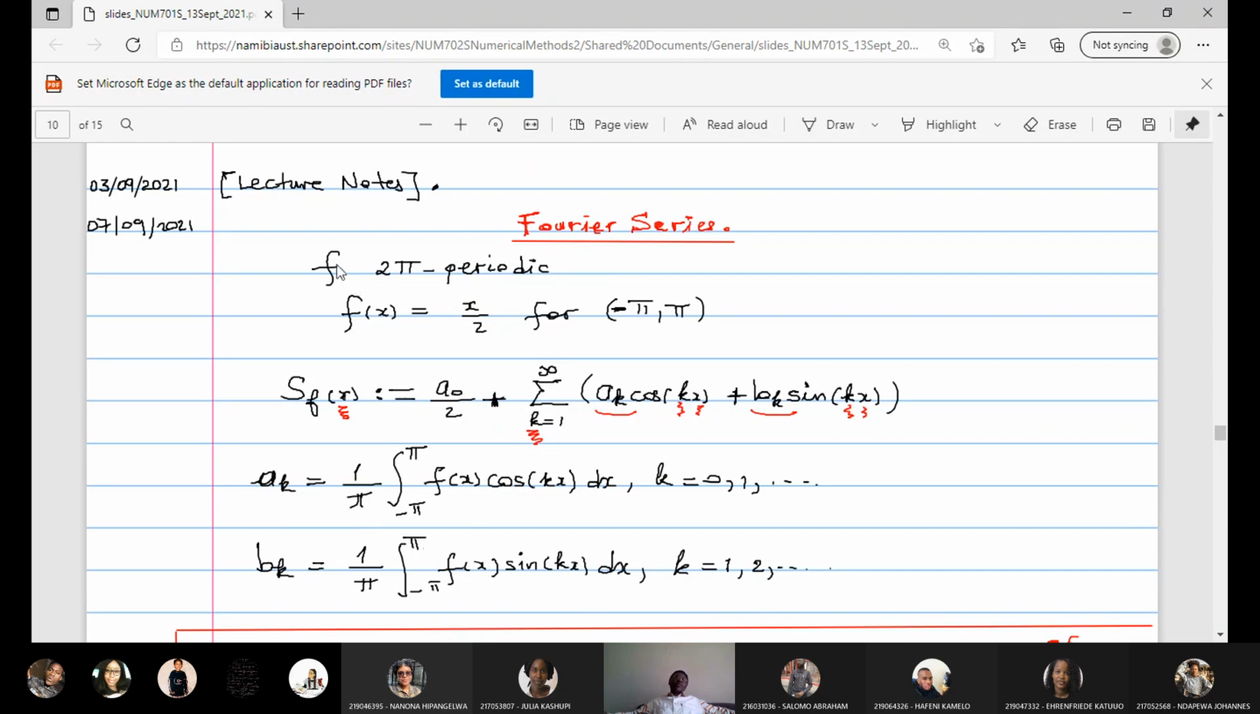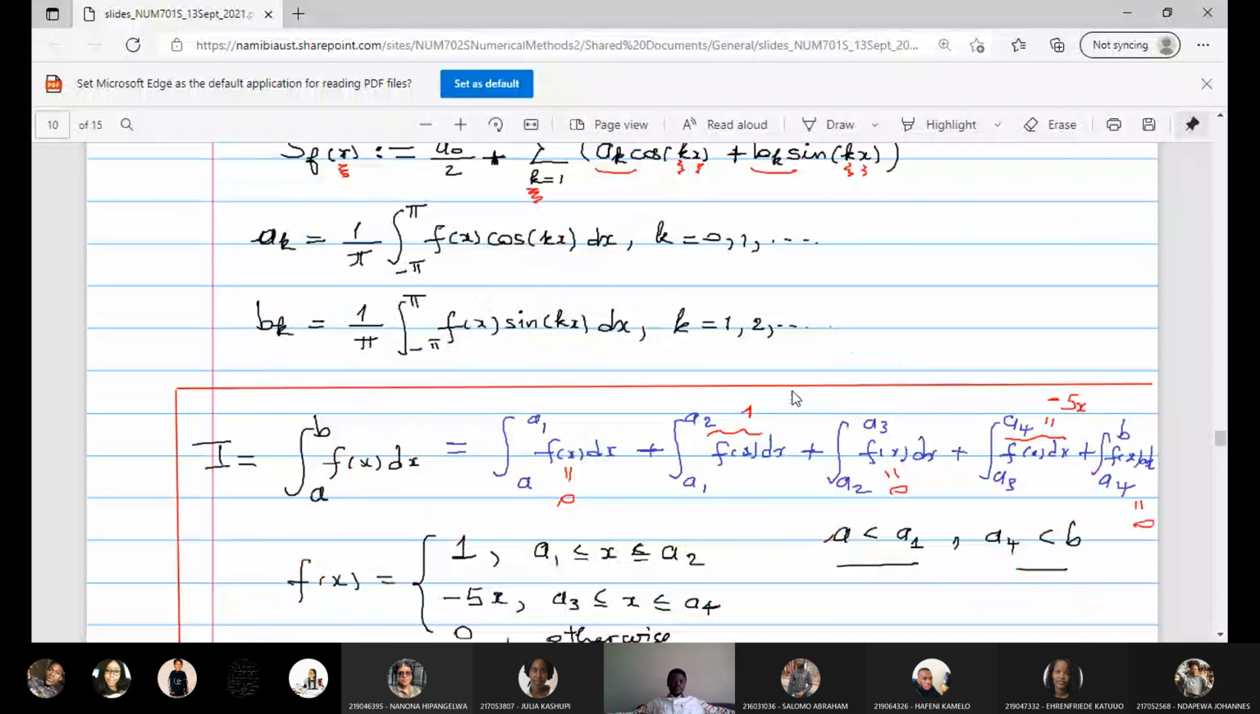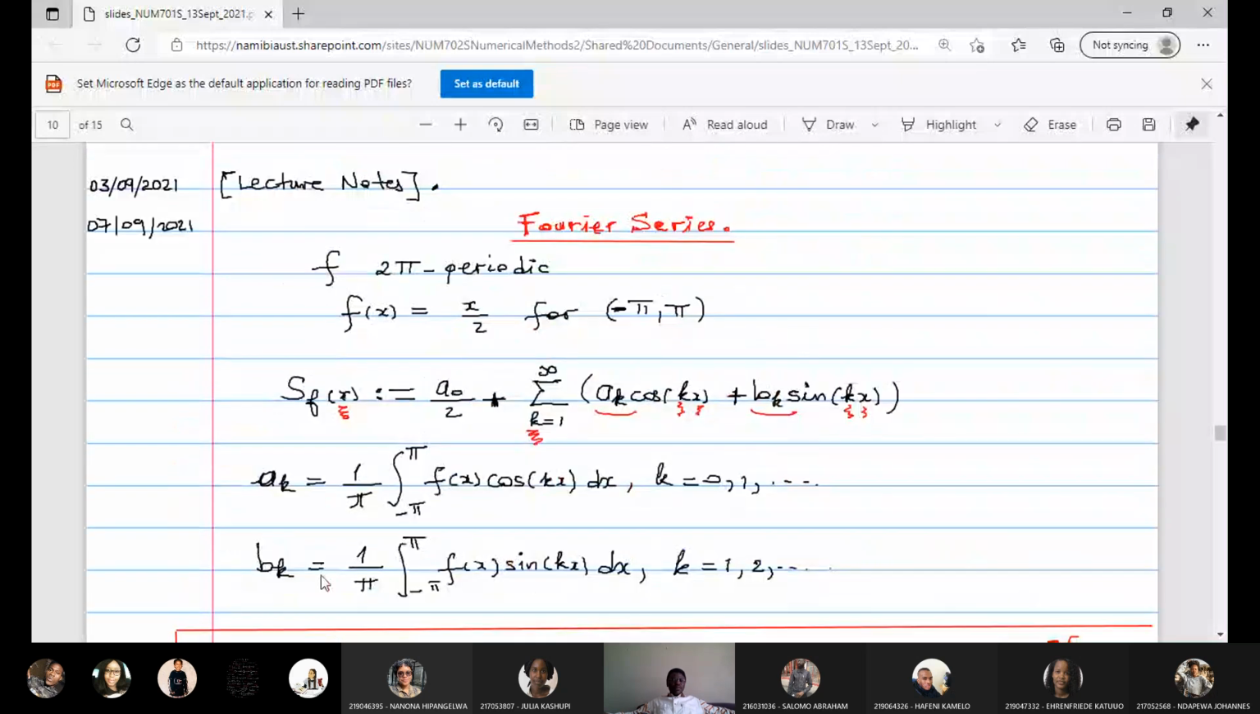Now, if your function is just 2 pi periodic and it is neither odd nor even, then your a case and your b case will be non-zero. You will compute both the a case and b case. And this is the formula for AK. AK is given by this formula.